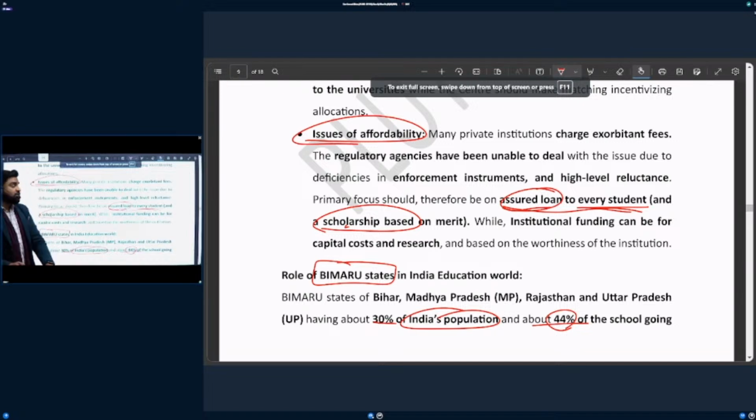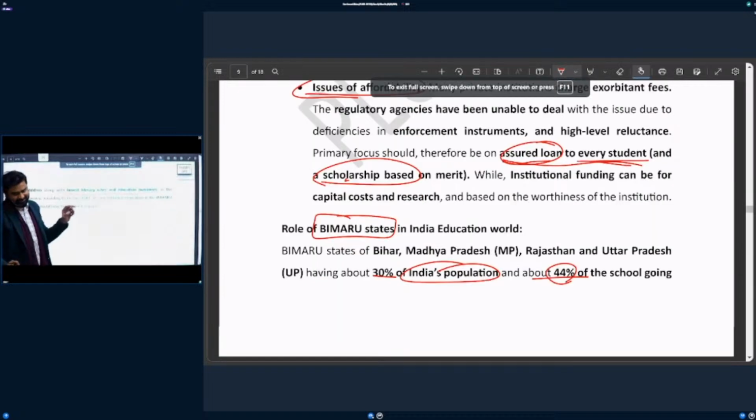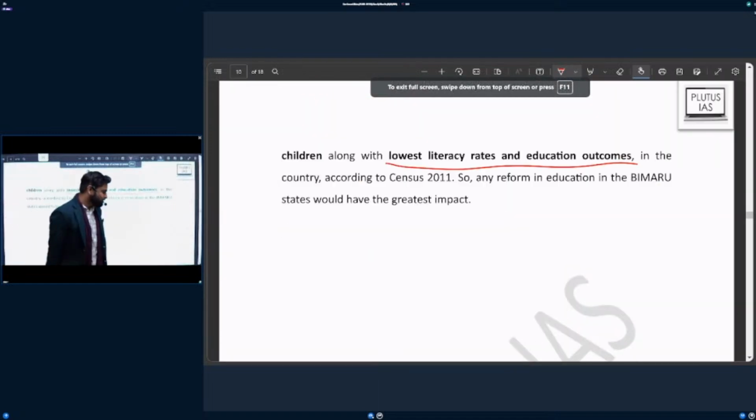क्लियर है? सो दीज आर सम रिकमेंडेशन एंड द इश्यूज. होना कुछ नहीं है पर फिर भी पढ़ने में अच्छा लगा. ठीक है, लेट्स मूव टू द नेक्स्ट न्यूज.